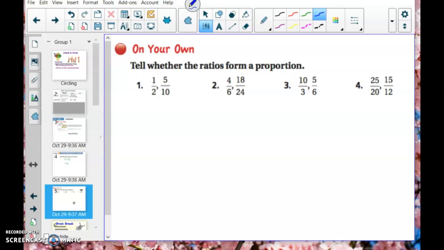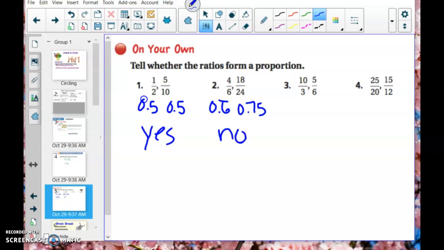To check each of these, 1 divided by 2 would be 0.5, 5 divided by 10 would be 0.5, so my answer would be yes, those would be proportional to each other. 4 divided by 6 is 0.6 repeating. 18 divided by 24 would be 0.75. Those do not equal each other, so no, those would not form a proportion. 10 divided by 3 would be 3.3 repeating. 5 divided by 6 would be 0.83 repeating. Those do not equal each other, so no, they would not form a proportion.